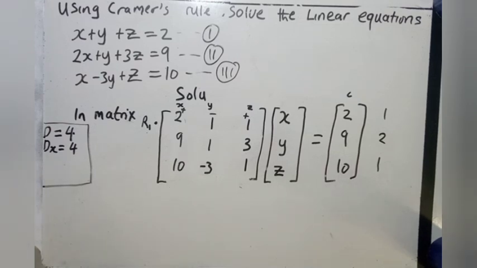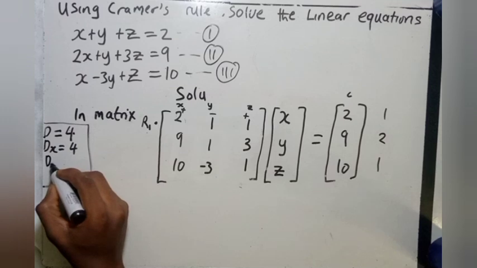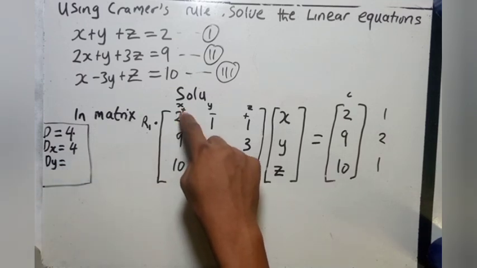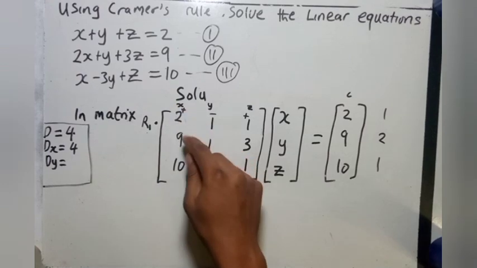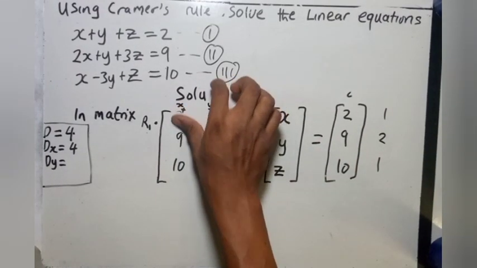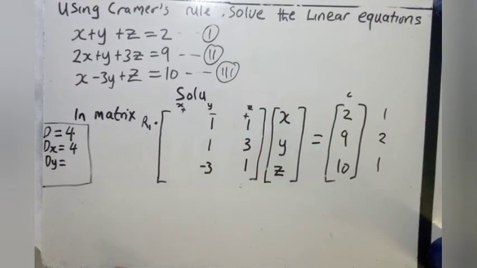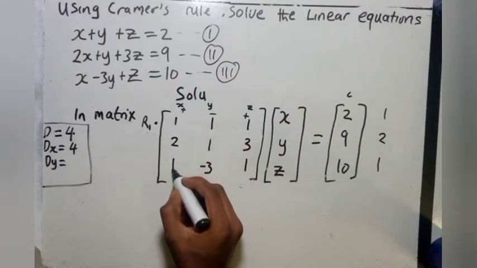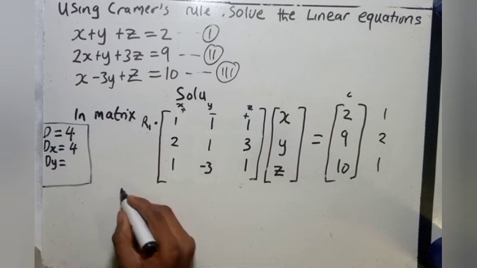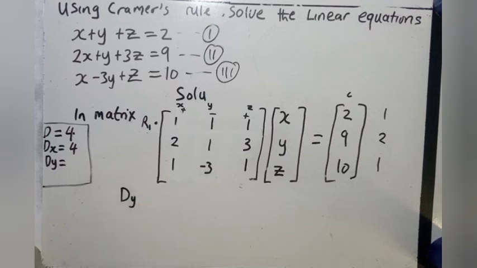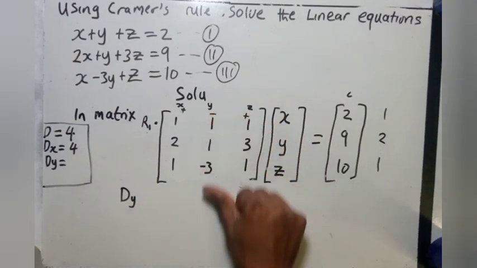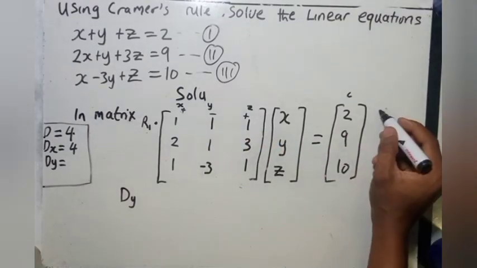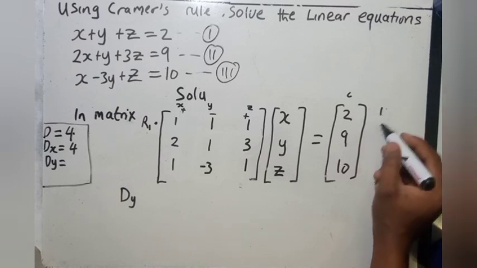Now let's get our dy. For our dy, we will replace this back with the normal value, what was initially there, which is 1, 2, 1. Now remember, what I'm trying to get is dy. So we'll be changing the whole of the y values. We're changing the whole of the y values with the c values.